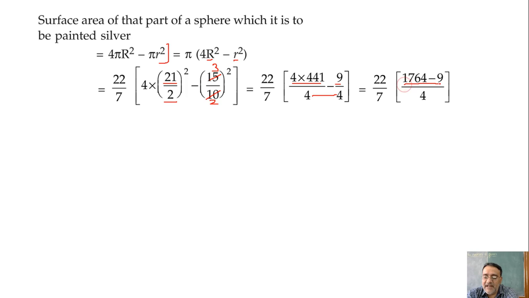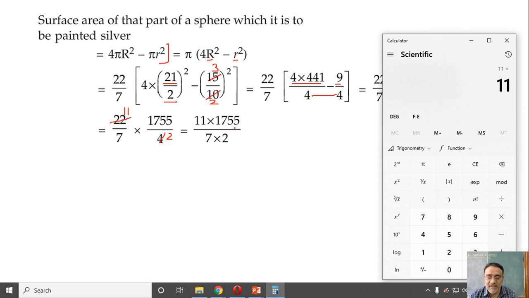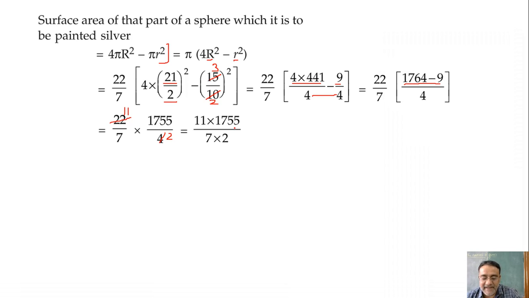Yes, sir. If you subtract, you will get 1755 by 4. Now you can cancel. ये 11 से कैंसिल हो रहा है और ये 2 से, इससे ज़्यादा कैंसिल नहीं होगा. So 11 into 1755 upon 7 into 2. So if you simplify, if you calculate, don't use calculator, you are getting 1378.928 centimeter square. Whether this is clear?